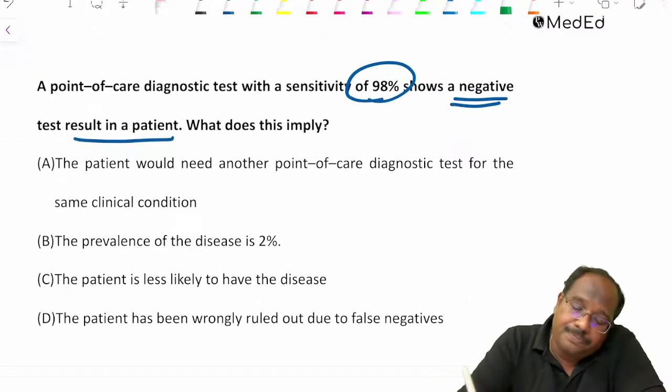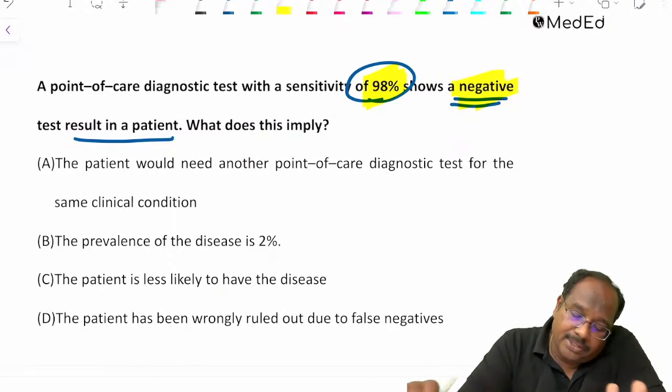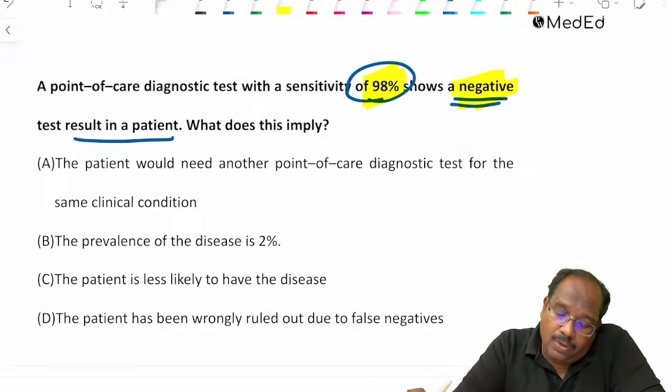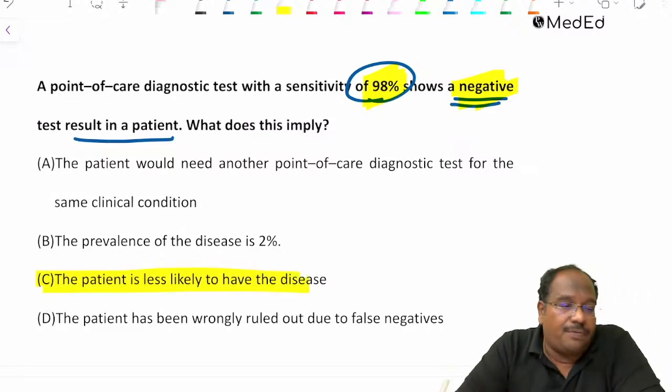I will go to the question. 98% sensitivity, negative result. So negative test, what will you do? Same test, another point of care diagnostic test? The patient is less likely to have the disease. If you see it, the patient is less likely to have the disease.